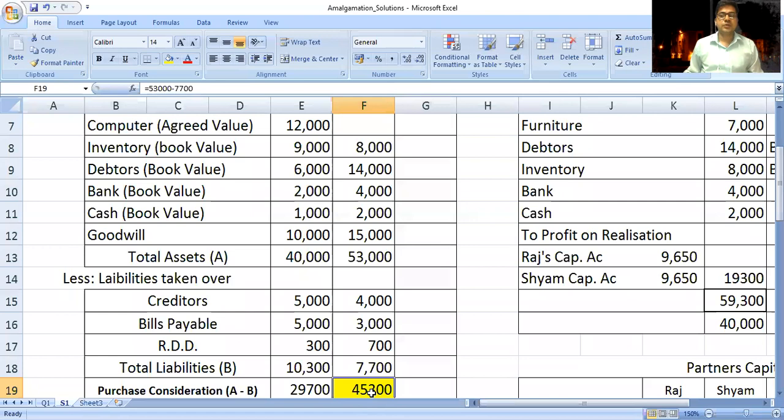Now friends, in the next lecture we are going to learn how to prepare the balance sheet of the new firm. After the dissolution of the two firms, the new firm starts its business. How they prepare the balance sheet after amalgamation, after the closing of both firms, we are going to learn in our next lecture.